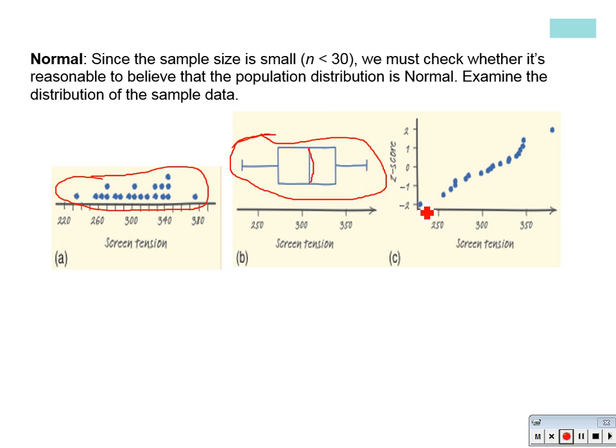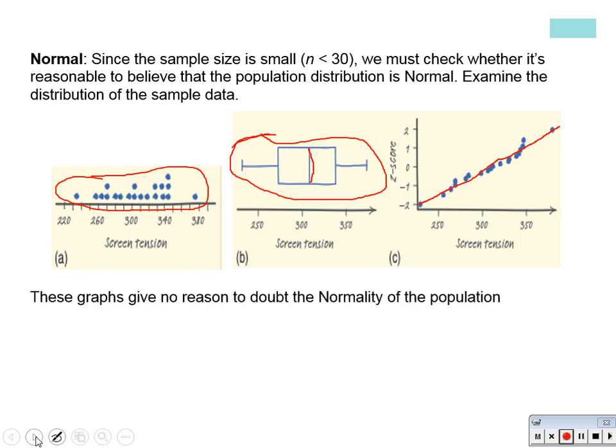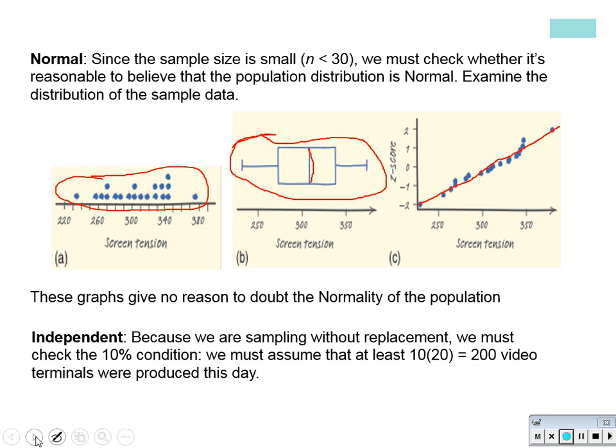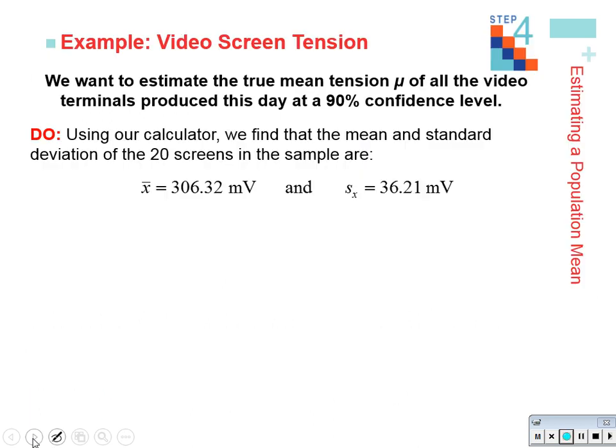And the last graph here is a normal probability plot. A normal probability plot, if it's linear or roughly linear, which it looks like this kind of is, is another way to assume that the data is normal. So if you look at these graphs, it doesn't give you any reason to suspect that it's not normal. And then the independence condition: because we're sampling without replacement, the 10% condition needs to be met. So if we're sampling 20 video terminals, we need to assume that they're producing at least 200 terminals in any given day.